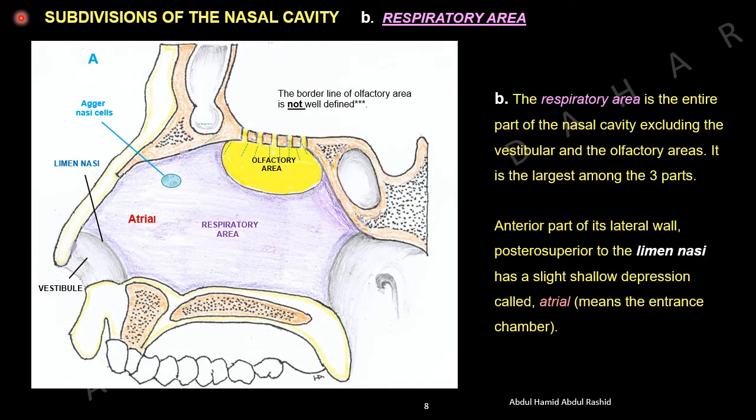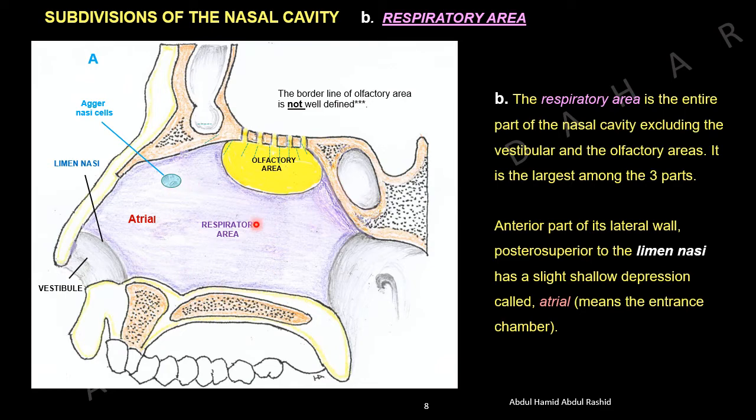Subdivisions of the nasal cavity. Respiratory area. This is the second part. It is the entire part of the nasal cavity except the vestibular part and olfactory part. It is the largest among the three.